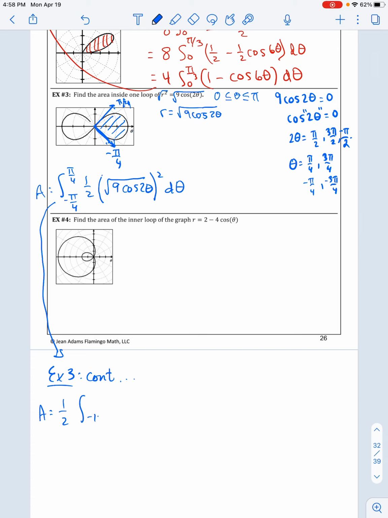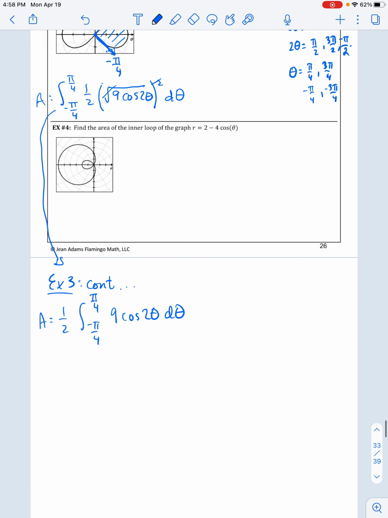I've got my 1/2. This is my area. The area equals 1/2 integral from negative pi over 4 to positive pi over 4. My square root and my square cancel. This is 9 cosine 2 theta d theta. And so if I bring that 9 out, I could have 9/2. And I know that my integration is going to be 1/2 sine 2 theta from negative pi over 4 to positive pi over 4.